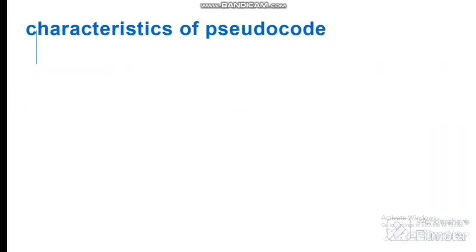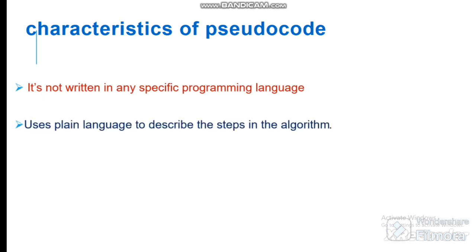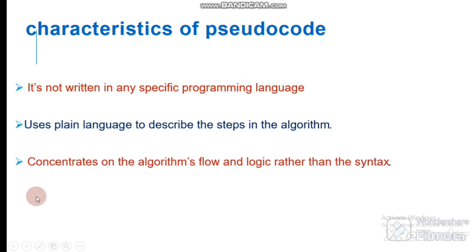Characteristics of pseudocode. It's not written in any specific programming language, so there is no particular language for this. It uses plain language to describe the steps in an algorithm. So the analyzer or user or the programmer can write the steps to solve a given problem in his own language, only for understanding purposes, not for execution. It concentrates on the algorithm's flow and logic rather than the syntax.